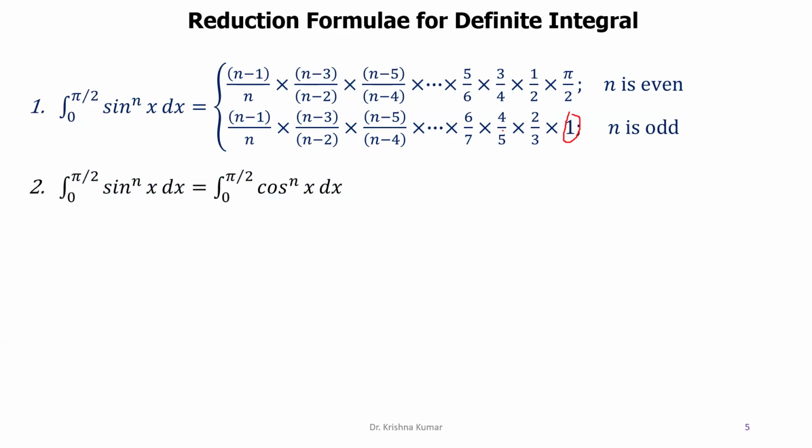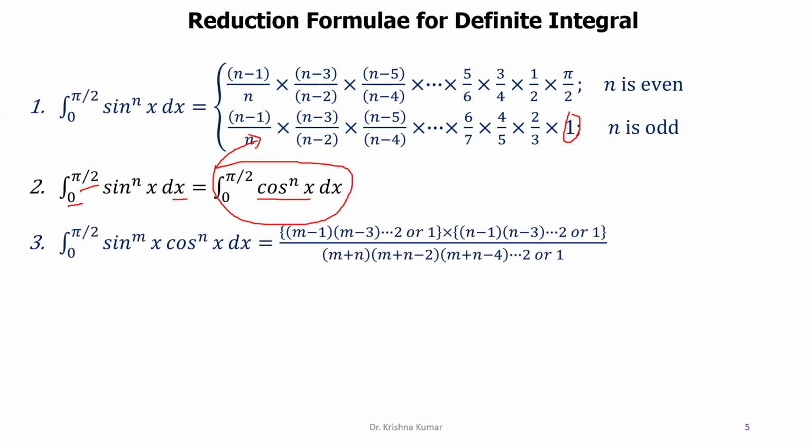And we have already seen that the definite integral of sine to the power n x under the limit 0 to pi by 2 with respect to x is equal to the definite integral of cos to the power n x under the limit 0 to pi by 2. So the same formula can also be applicable for cos to the power n x under the limit 0 to pi by 2 with respect to x.